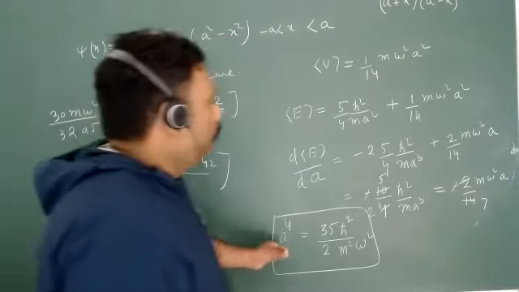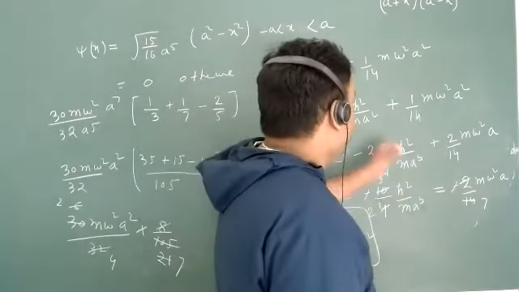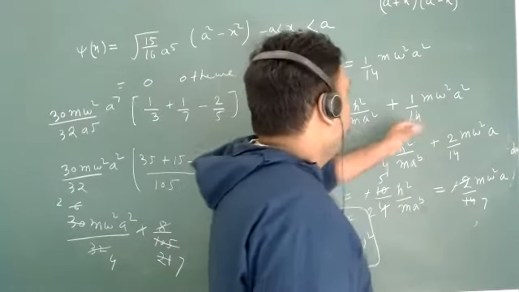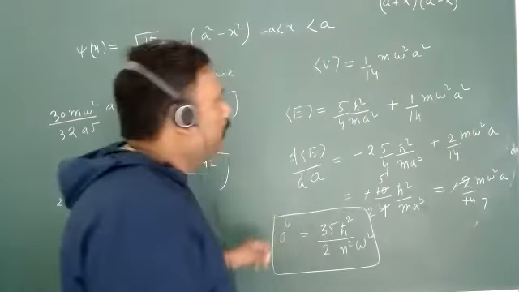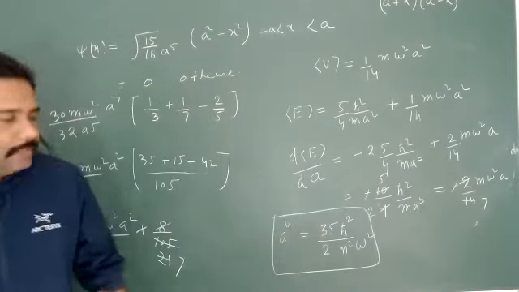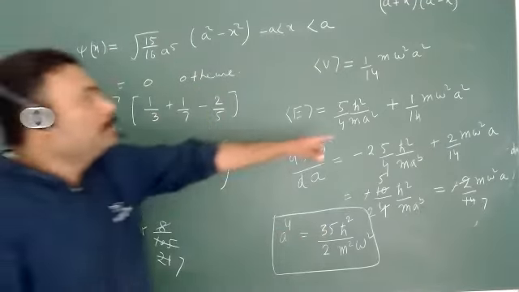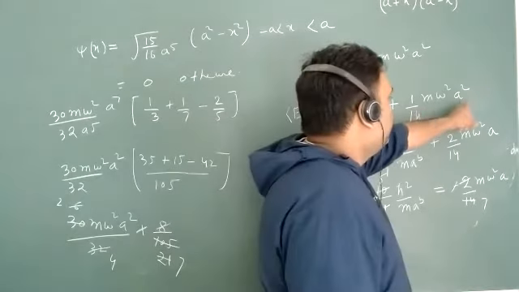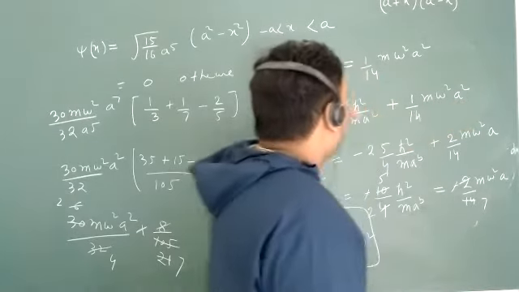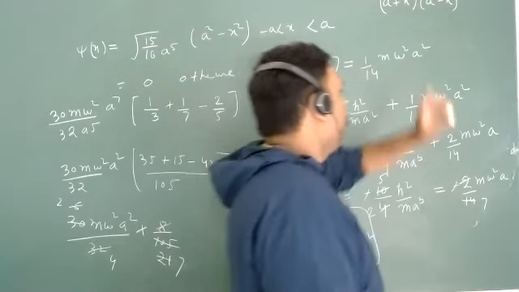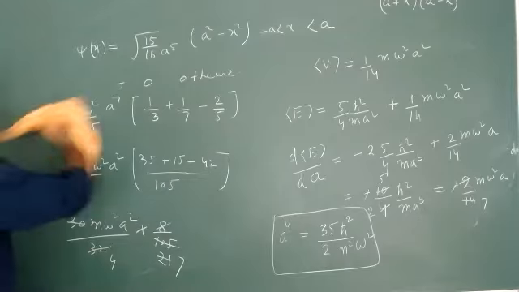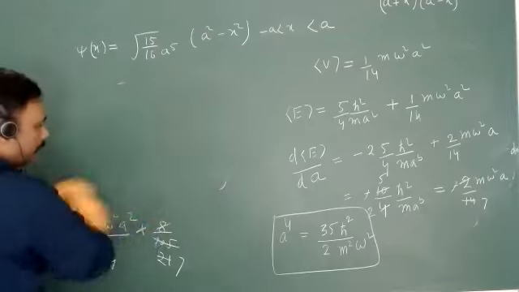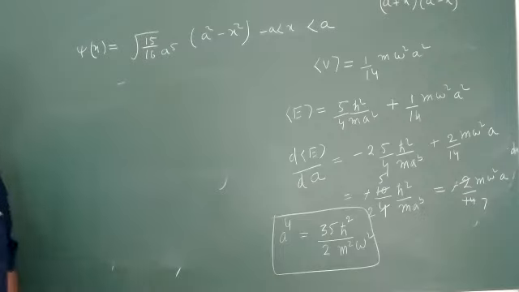So either you put the value of a square here, and I should get the value of a square, isn't it? Are you comfortable? Because you can see in the potential energy, this is written in terms of a square. So I can write my kinetic energy as a function of a square. So let's do a little more exercise, how to write kinetic energy as a function of potential energy.